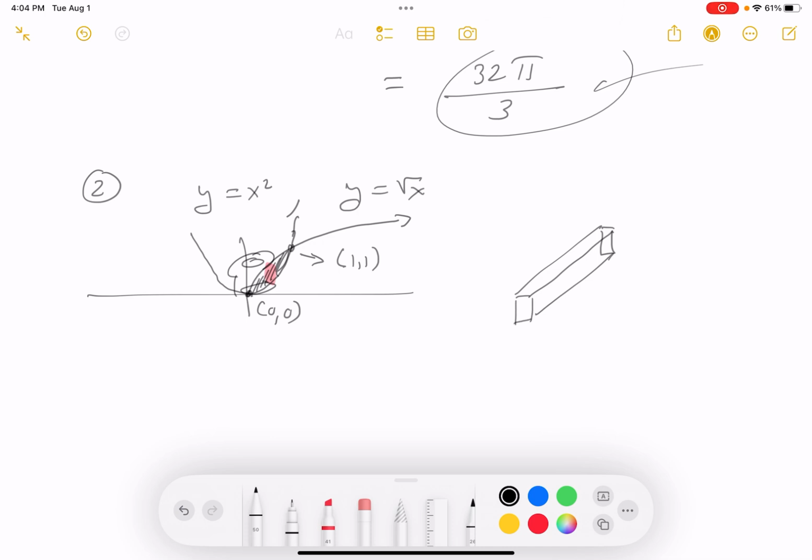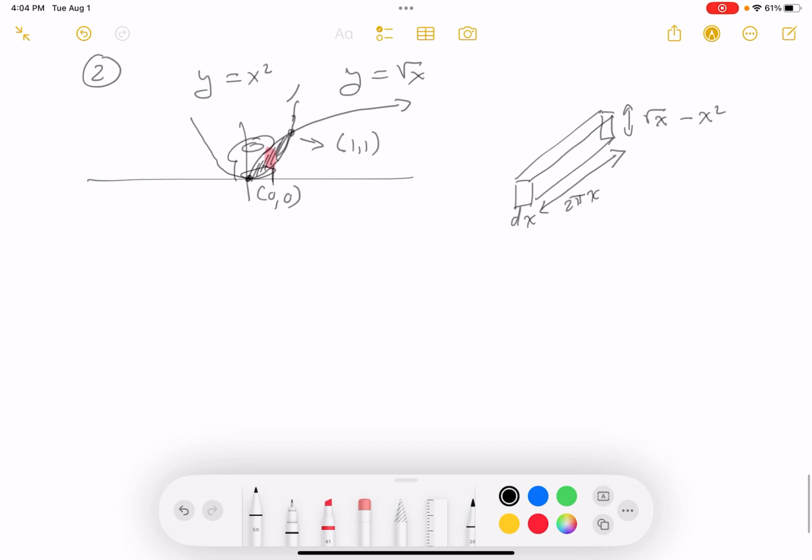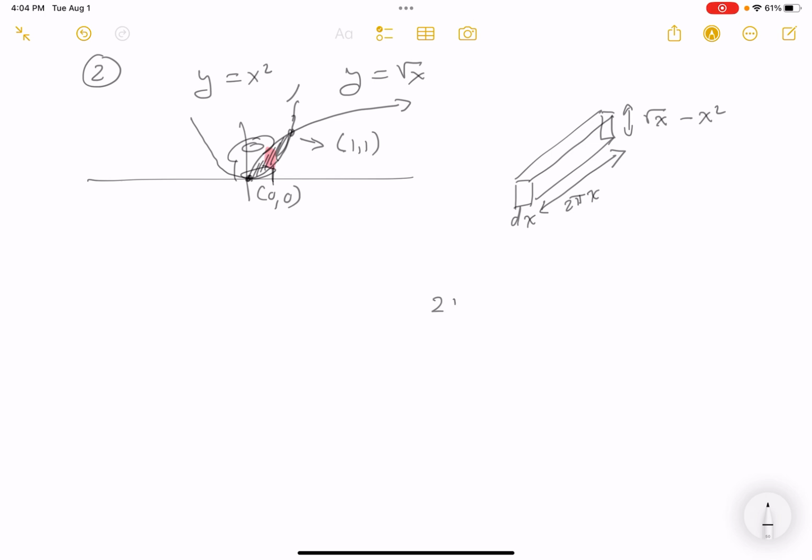All right, what's the differential? dx. What's this thing over here? Let's see, 2 pi. Well, just like the last problem, the radius is going to be x. What's the height of it? Well, let's look at that. It's going to be upper minus lower. The upper curve is actually root x. The lower curve is actually x squared. I am now ready to write down the volume of that box. What's the volume of the box? 2 pi x times root x minus x squared times dx.